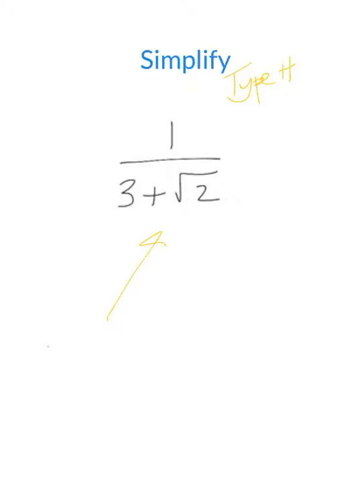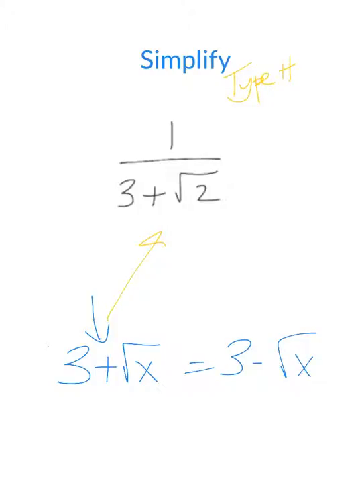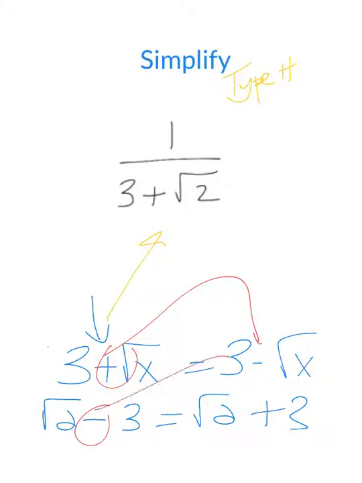So in problem type number 2, what we have to do is actually multiply by the conjugate. The conjugate is where you change the sign in between. So the conjugate of 3 plus root x is 3 minus root x. The conjugate of root 2 minus 3 is root 2 plus 3. Again, just changing the sign in between them.